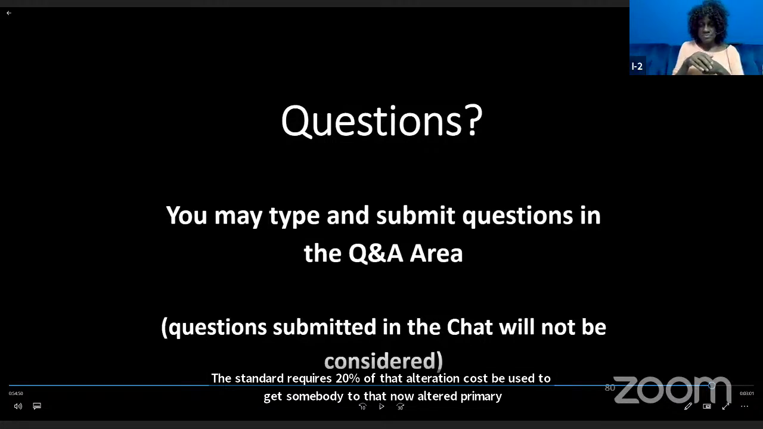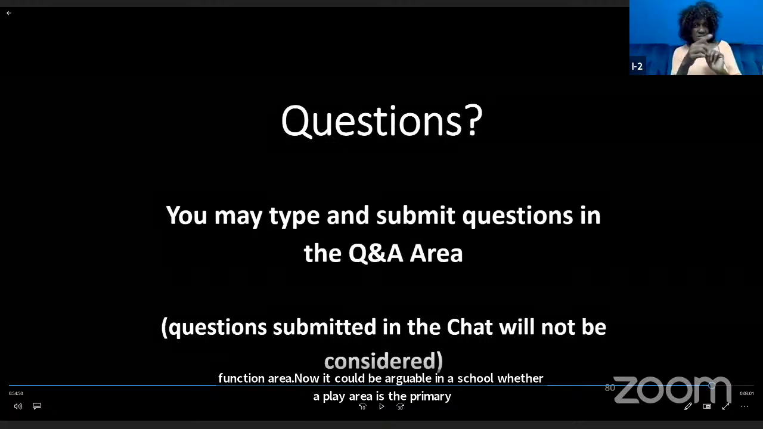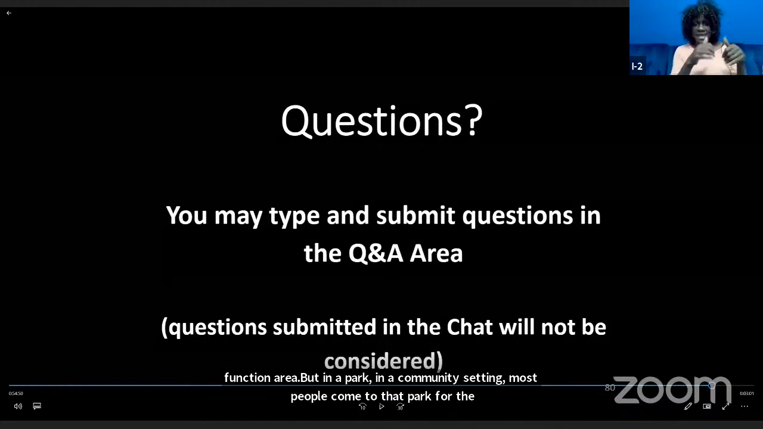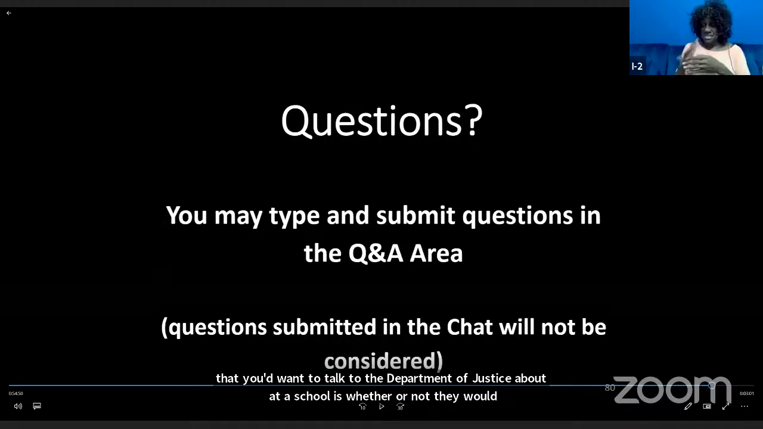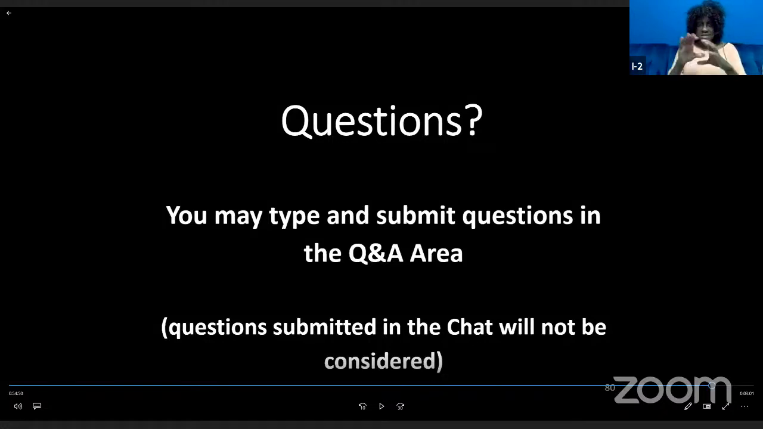Now, it could be arguable in a school whether a play area is the primary function area. But in a park, in a community setting, most people come to that park for the play area. It is a primary function area. Why I say there may be some issues that you'd want to talk to the Department of Justice about at a school is whether or not they would consider this a primary function area, as the real primary function area of that school may be the classroom, the learning.